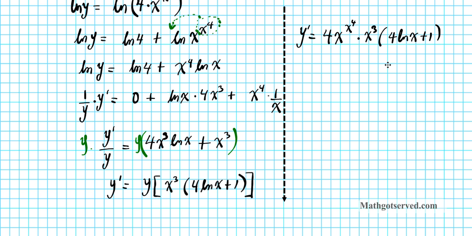Okay, so just use the product property of exponents to simplify this. If you have two powers of the same base being multiplied, you just add the exponents. So you have y prime equals 4x to the, these are the two exponents, x to the 4th and 3. Since we're multiplying the bases, you just add the exponents. So you're going to have 4x raised to the x to the fourth plus 3, times 4 times the natural logarithm of x plus 1. So there you have it. That's your final answer.